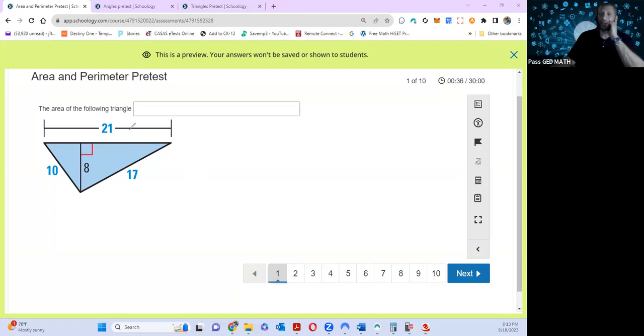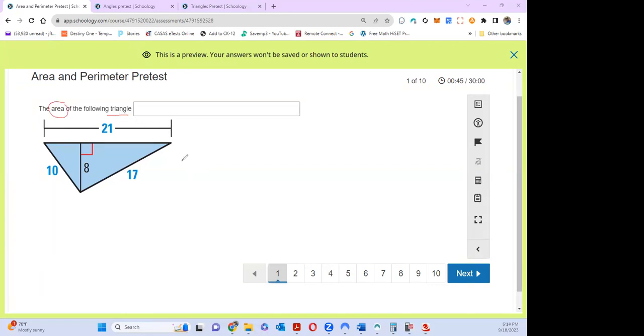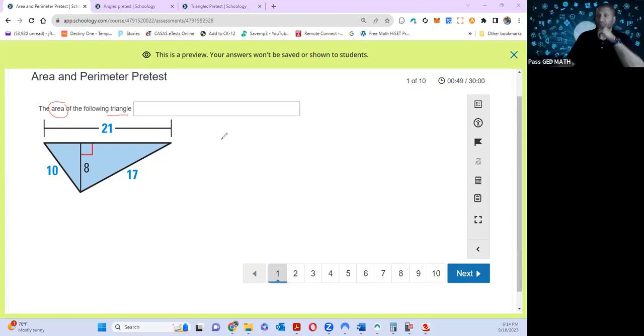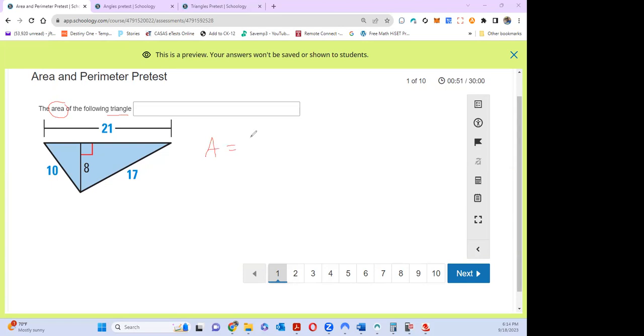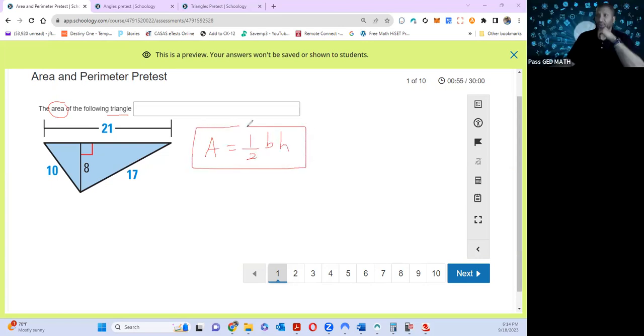First of all, identify what you know. You know it's a triangle, and they want you to find the area. Do you have your formula sheet handy? Yes, I do. What is the formula to find the area of a triangle? A equals 1/2 base times height. Okay, so we identified the formula. Now we need to identify the variables in that formula that we know. So when we look at this triangle, what's the base and what's the height?